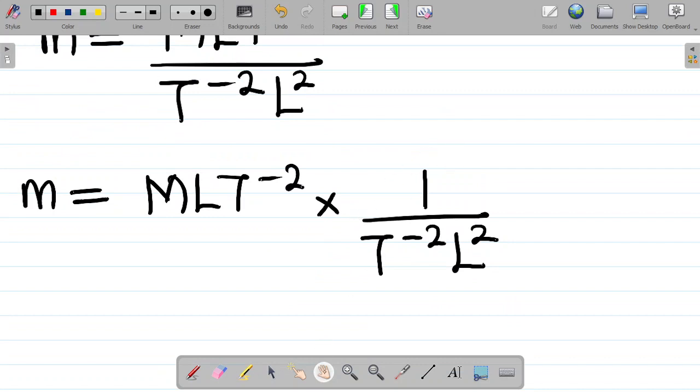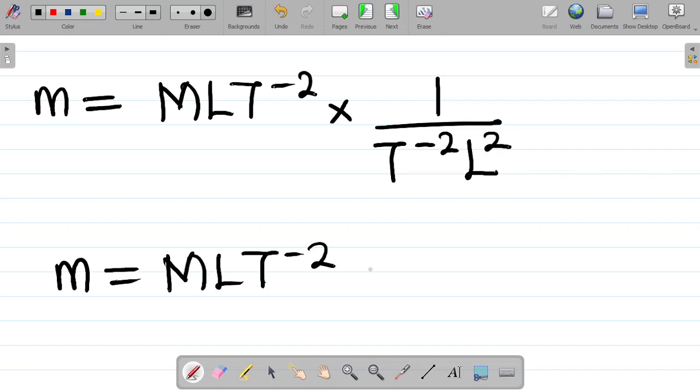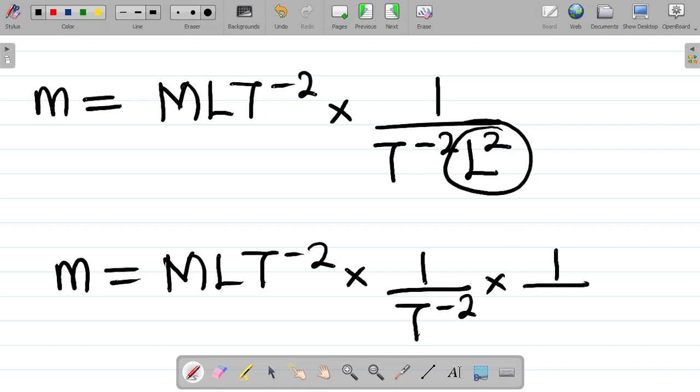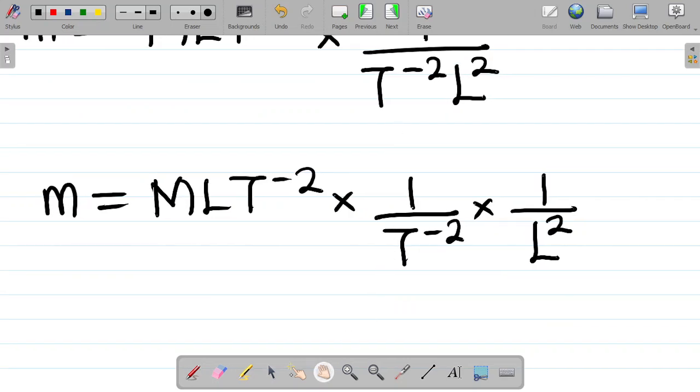So what next here? At this point, we'll have that M would be equal to MLT to the power minus 2 times, we'll take this one after the other. That means it becomes 1 all over the first parameter, T to the power minus 2, times 1 all over the second parameter, which is L squared. All right, just follow my steps.